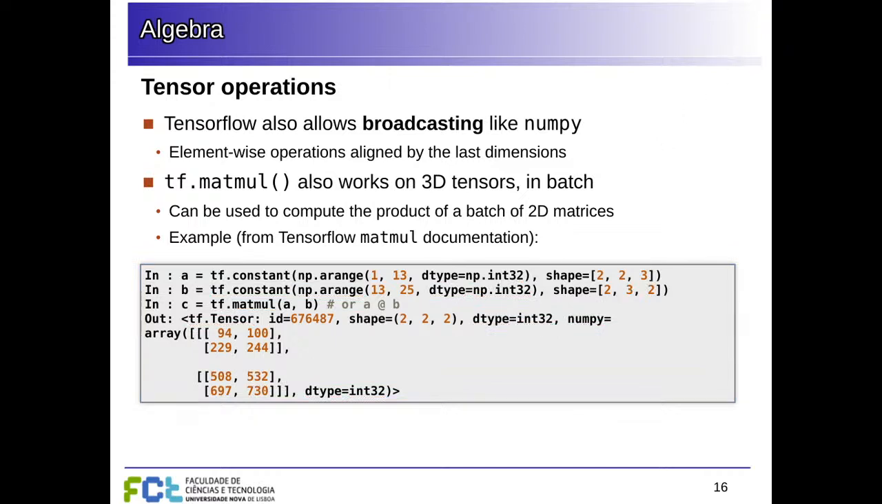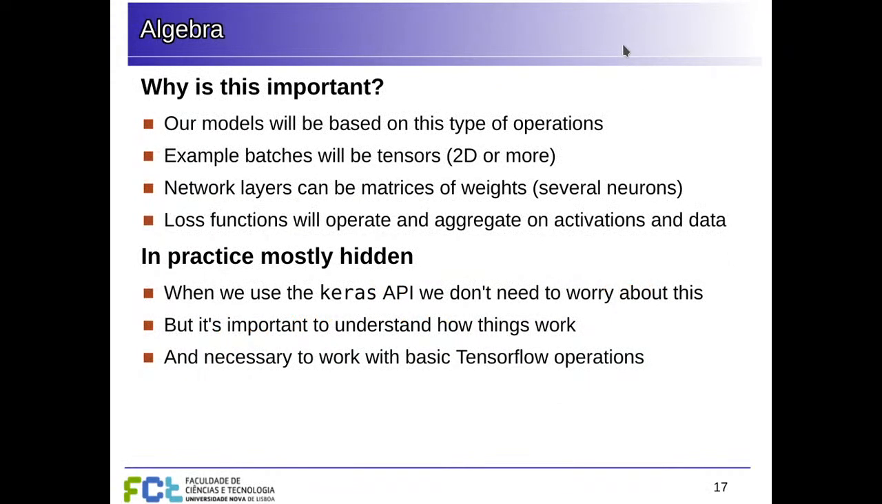So basically with TensorFlow we can combine broadcasting with matrix multiplication, and this way we can do in single steps, passing lots of elements through our layers, for example, or computing the output of different layers and so on. So this is basically what makes it easy to do all the computations necessary to predict or to train these neural networks. Okay, so the reason why I'm telling you this is that our models, our artificial neural networks, will be based on these types of operations.